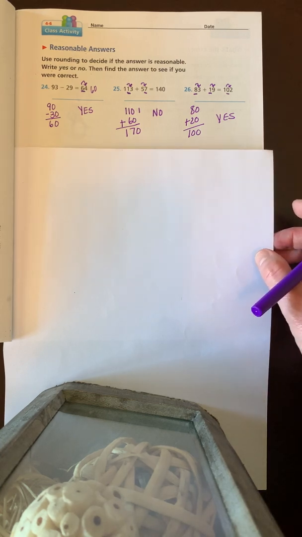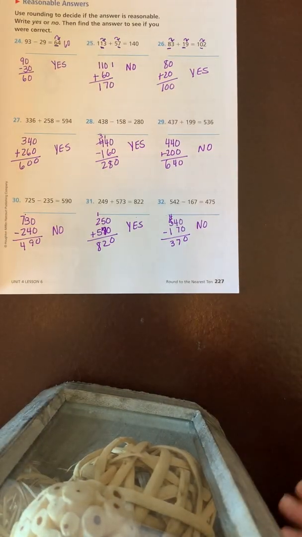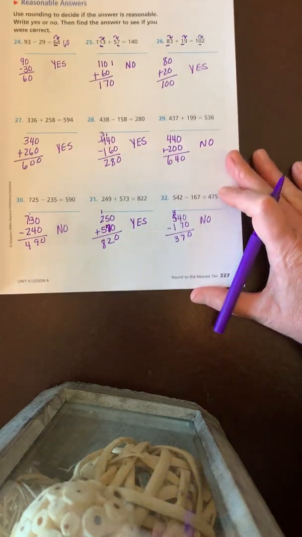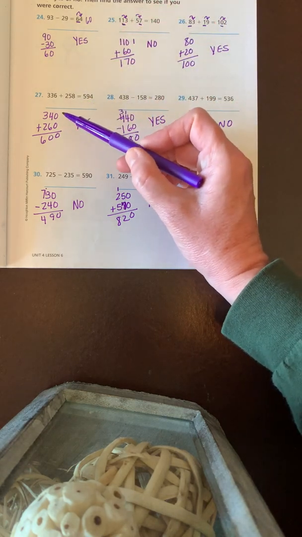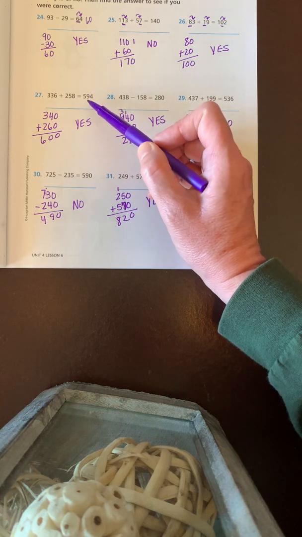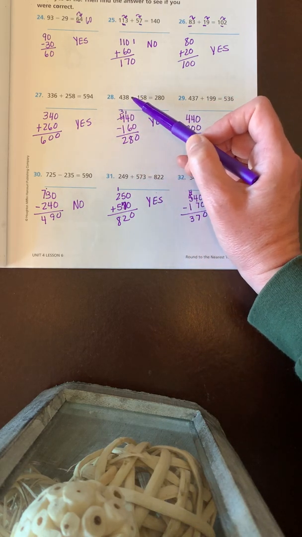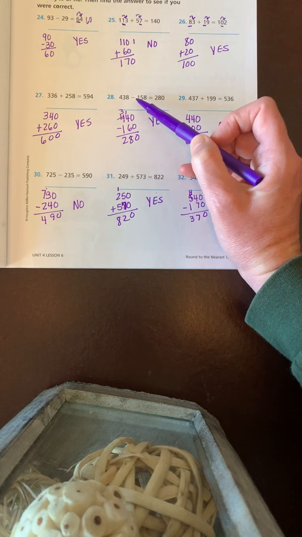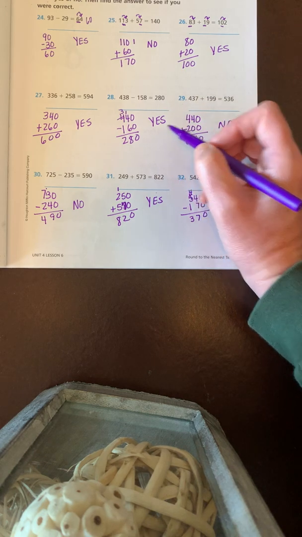Okay, you should have paused the video and did 27 to 32. I'm going to show you the answers now. I'm just going to tell the answers quickly, and I want you to check yourself. Let me take my paper away here. All right, so we're going to look at the last 6 problems. 27, you should have done 340 plus 260 is 600. And then checked that 594 would round to 600. So 27 is reasonable, yes. 28, round that to 440 and subtract 160. The answer is 280, so that's exactly correct, yes.